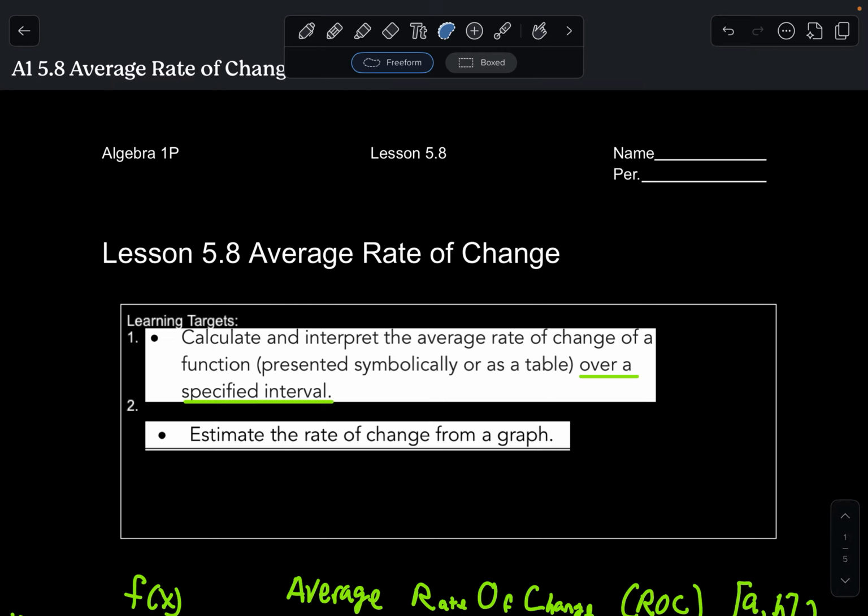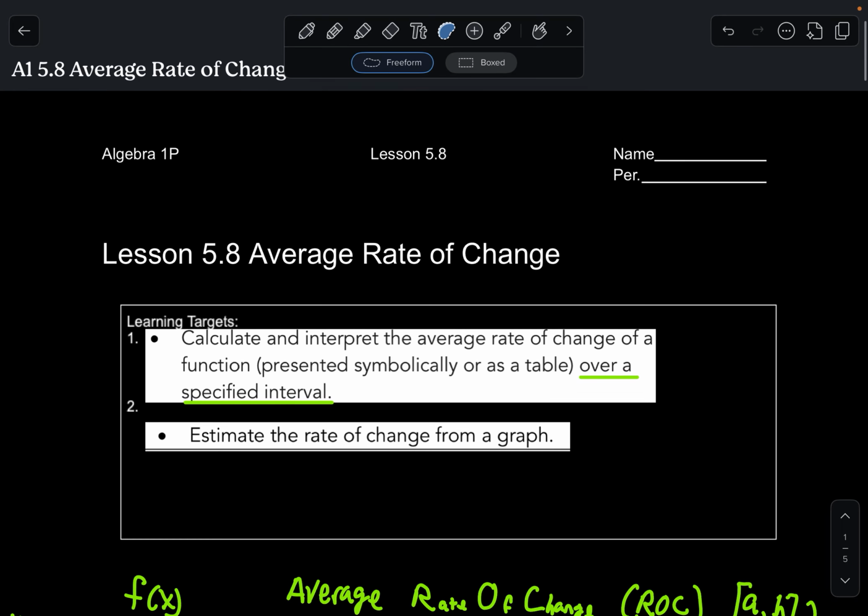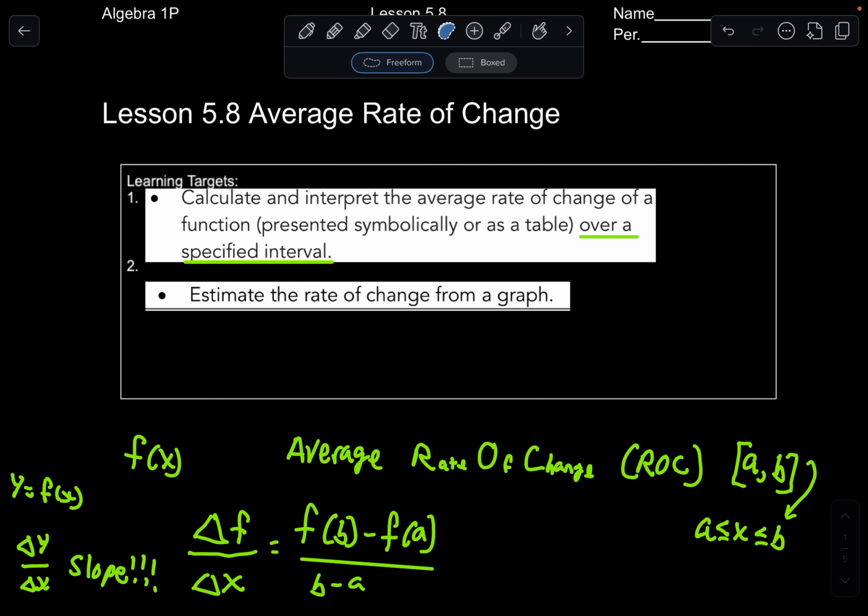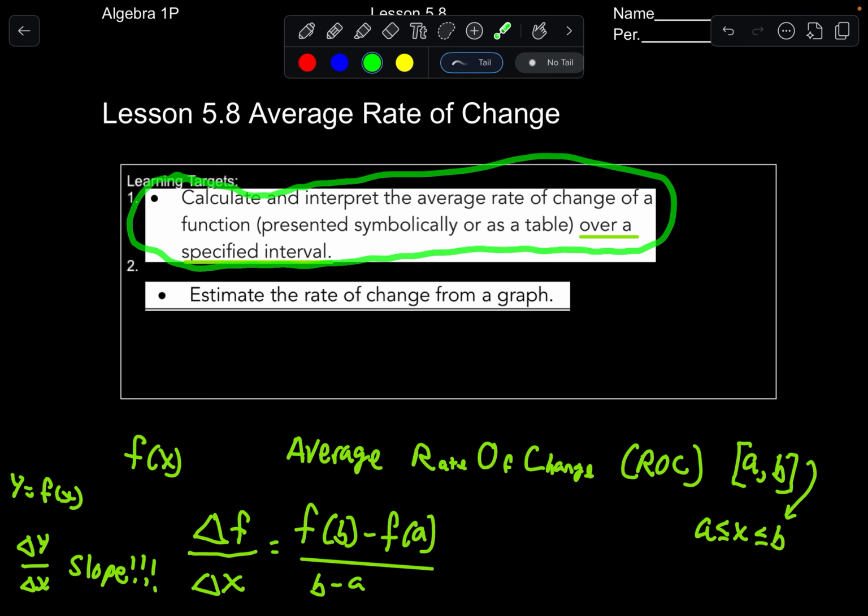This is for Algebra 1, Lesson 5.8, Average Rate of Change is the name of this, okay? The idea of this is we're going to learn how to calculate and interpret the average rate of change of a function presented symbolically or as a table over a specified interval. I underline that. Children, you have to understand this is only valid over a given interval, like between 1 and 10 or 2 and 3, okay? You have to have a beginning point and an ending point. And then we're going to estimate the rate of change from a graph, okay?